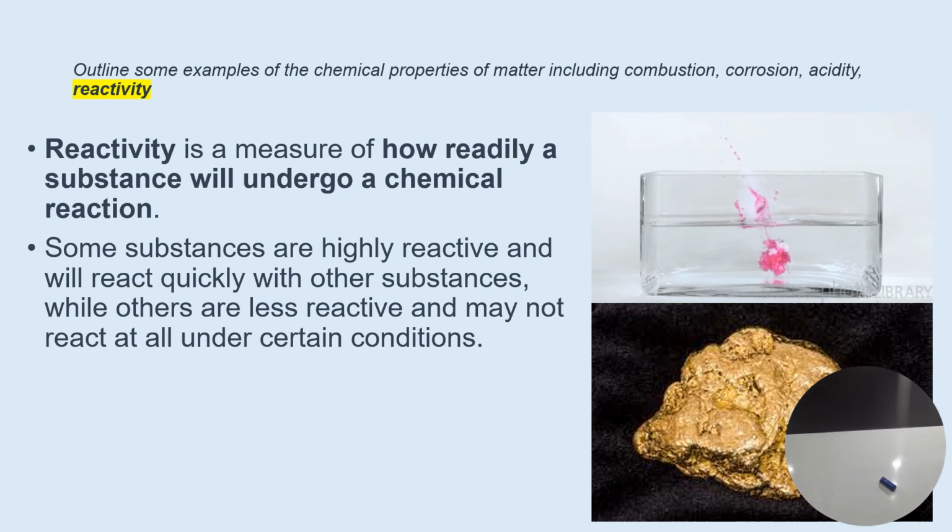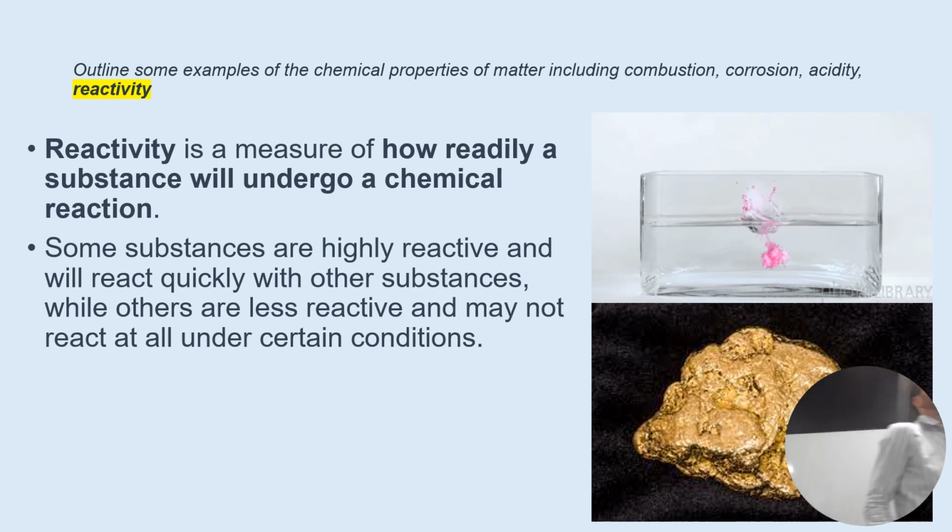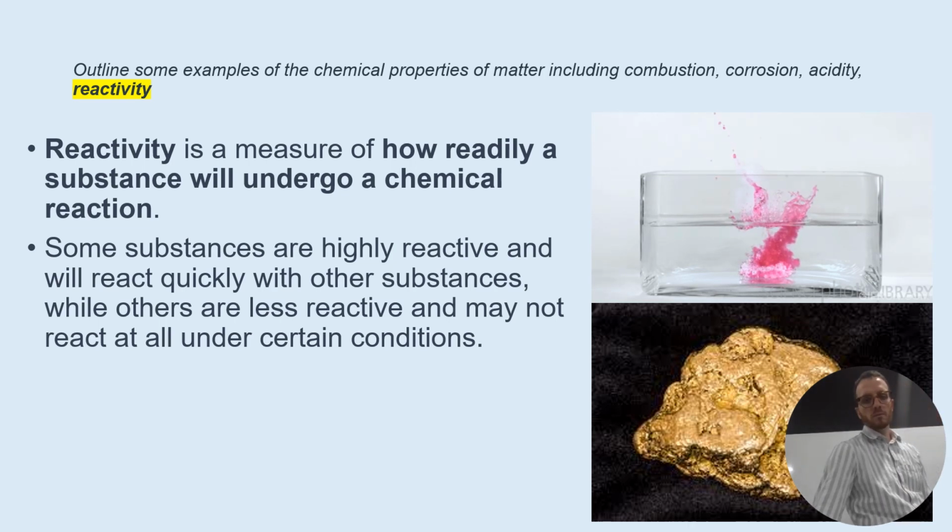Reactivity. Nearly finished for today. Reactivity is how ready a substance will go in a chemical reaction. Some are highly reactive, some are not. If we look at these two different metals, this is a reaction of cesium, the very reactive metal, being dropped in water. And this is gold. Gold is very unreactive. It exists as its pure element in nature, does not tarnish readily.